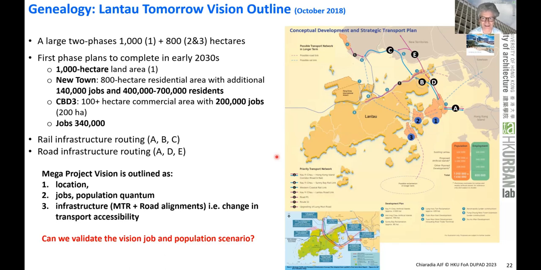And you can see there's very little information. There's location, job, population, and population quantum. So infrastructure in terms of network, and that's very good for configuration network analysis. And that's about it. Nothing else. So how can we validate with so little?